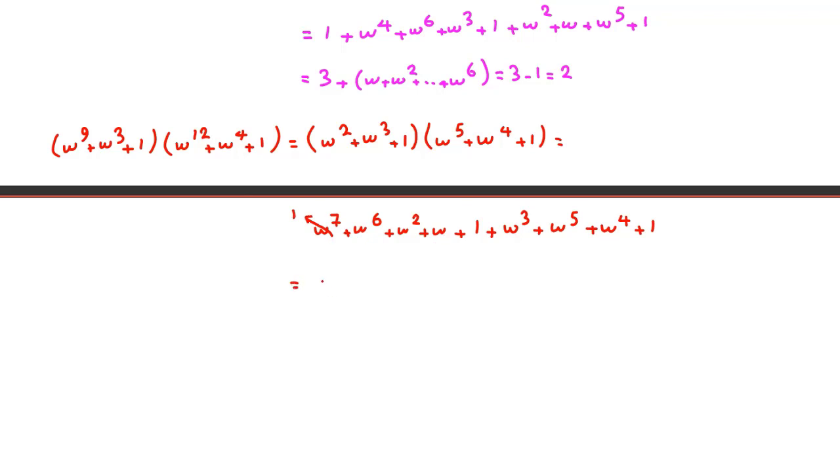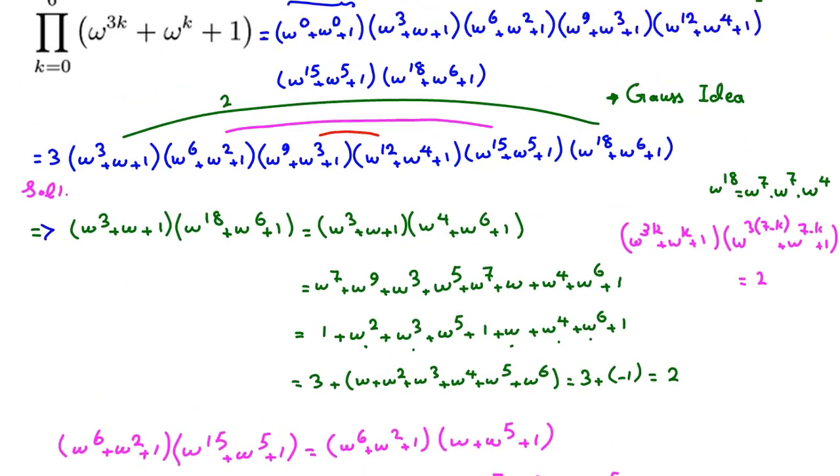So it is 1 plus 1 plus 1, 3. Then you have W, W^2, W^3, W^4, W^5, W^6. You have 1 from each of them, W, W squared to W^6. It will be negative 1. So it will be 3 plus negative 1 equal to 2. So each of them will be 2, so 2, 2, 2.